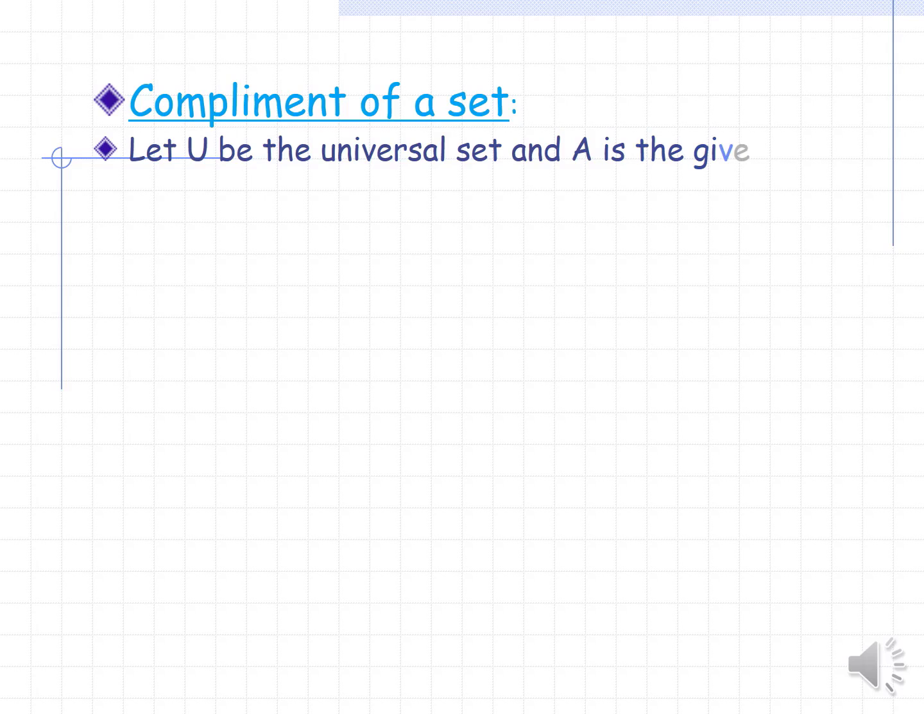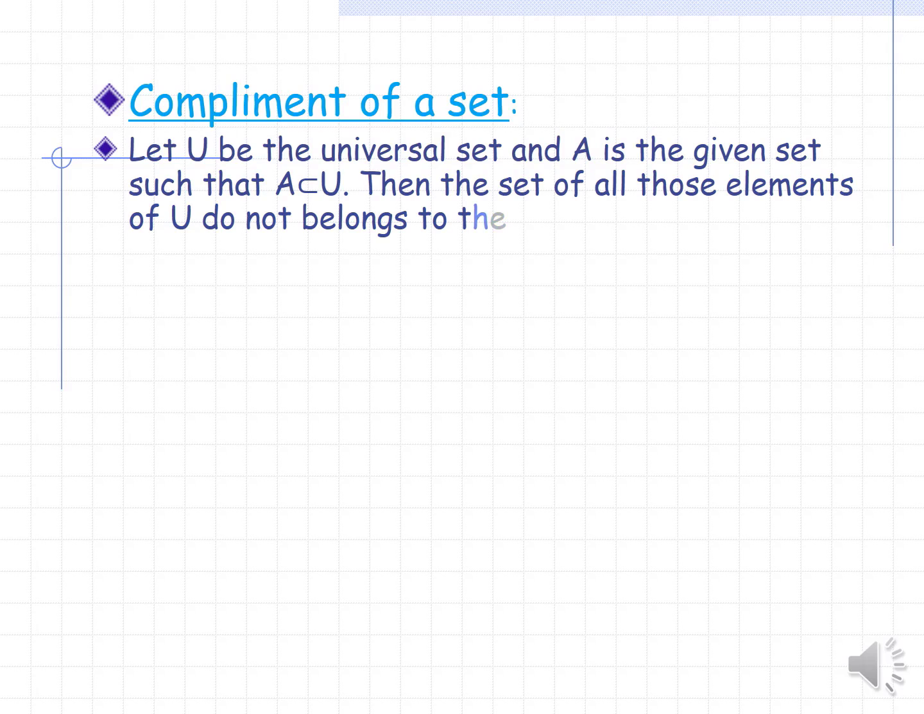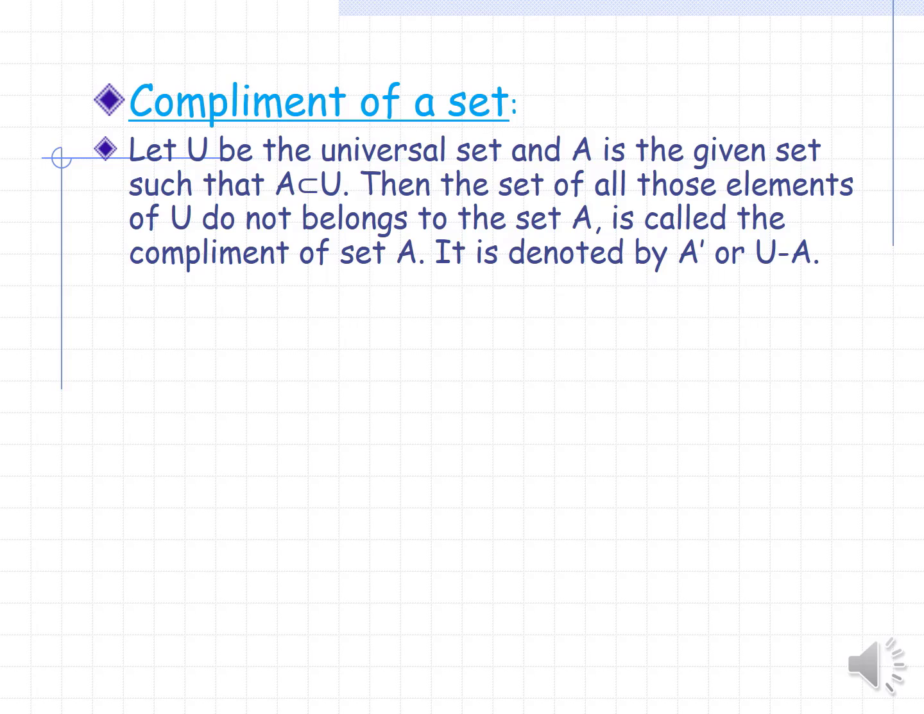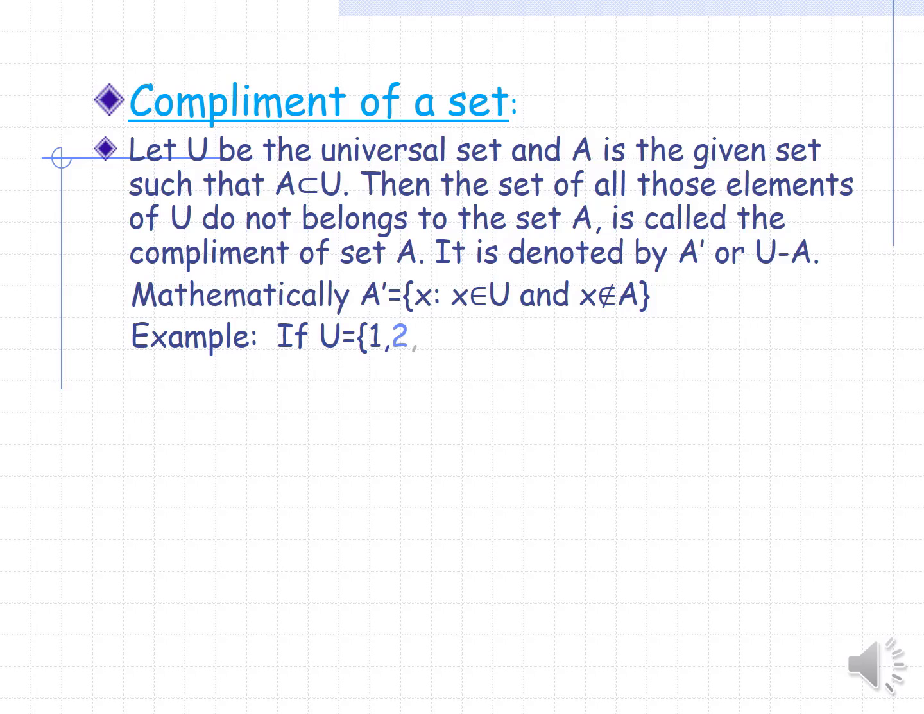Complement of a set. Let U be the universal set and A is the given set such that A is a subset of U. Then the set of all those elements of U that do not belong to the set A is called the complement of the set A. It is denoted by A dash or U minus A. Mathematically, it is written as A complement is equal to X such that X belongs to U and X does not belong to A. For example, if U is the set of the numbers 1, 2, 3, 4, 5 and A is the set of the numbers 2, 5, then A complement is equal to 1, 3, 4.